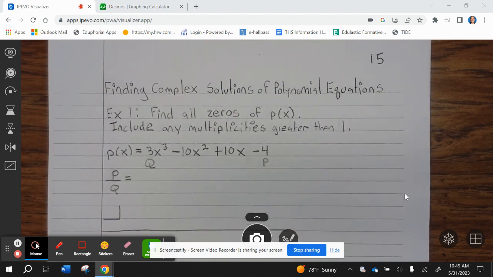Wildcats. Today we're looking at journal page 15, finding complex solutions of polynomial equations. Example 1: find all zeros of p of x, including any multiplicities greater than 1.